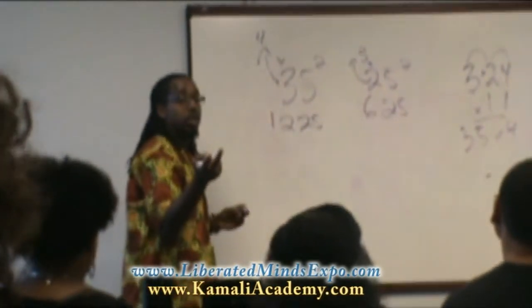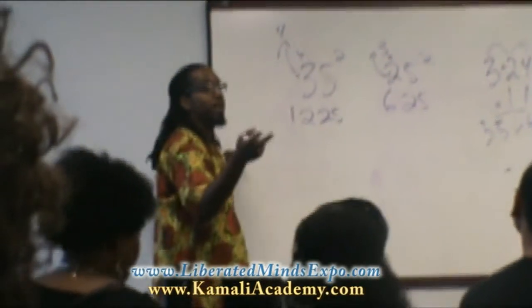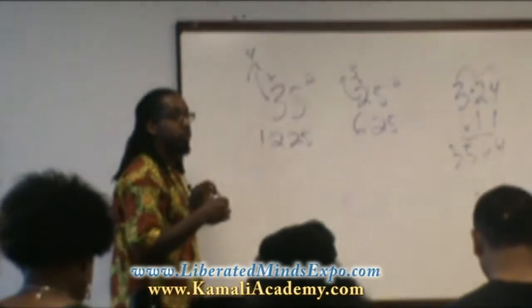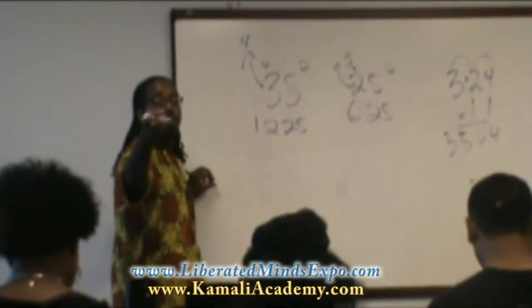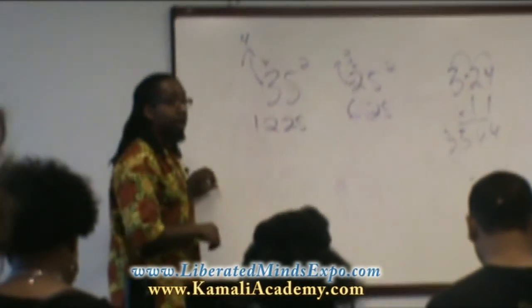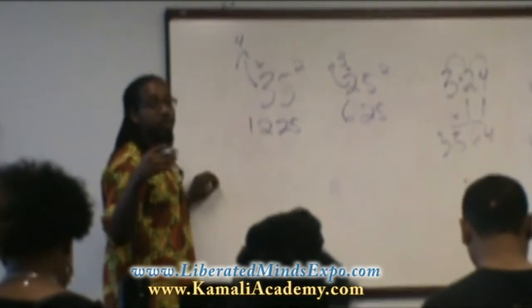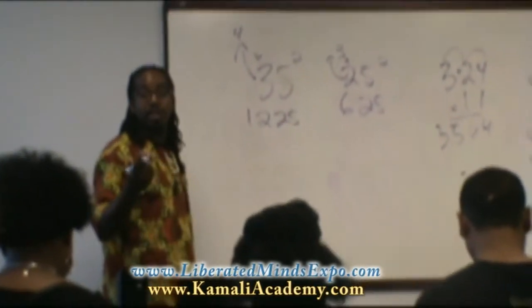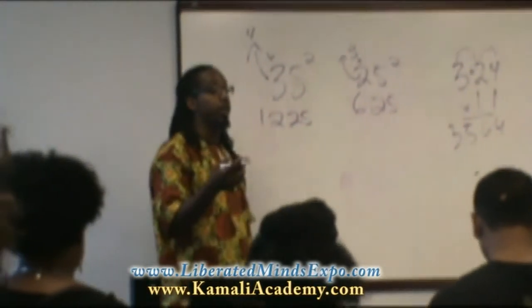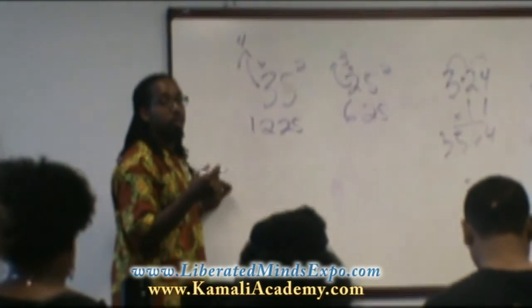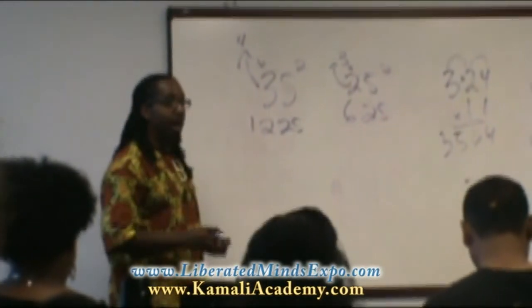Yeah, definitely. So give me 55 squared. 3,025. I just called out 3,025. What is 75 squared? 5,625.